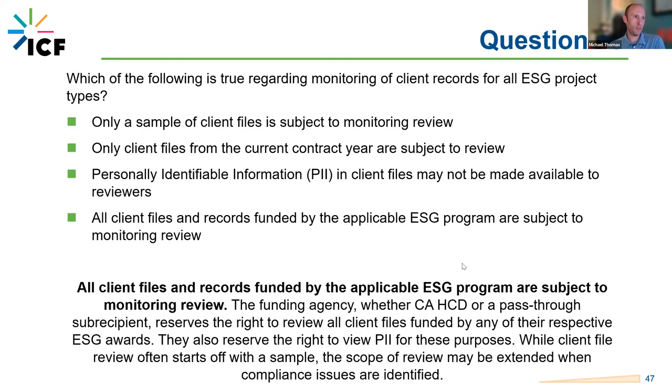While client review often starts off with a sample, the scope of review may be extended when compliance issues are identified. So if they sample, say, 10% of clients and determine that pretty much all of them don't have eligibility documented appropriately, they can extend their review to look at as many client records as they would like under that funding source, because that becomes a big compliance issue very quickly. All right, next question.